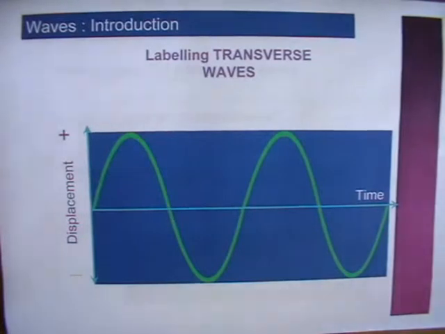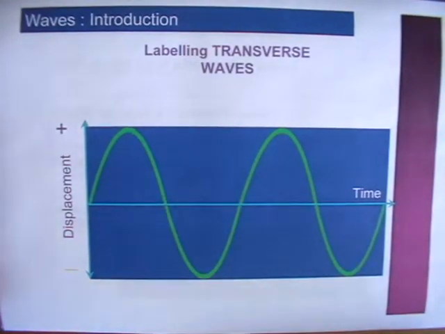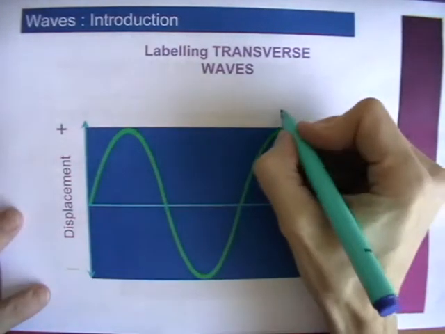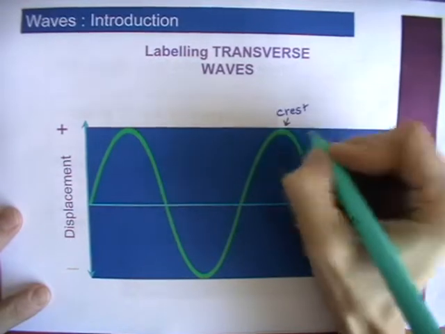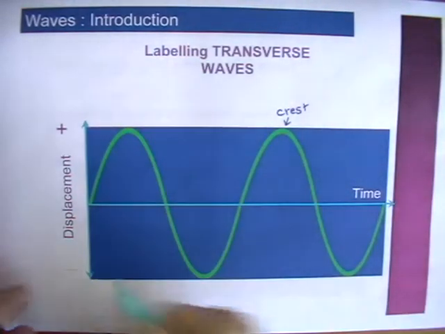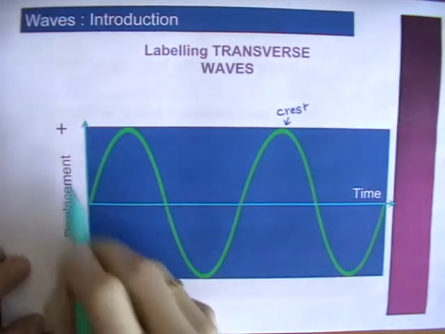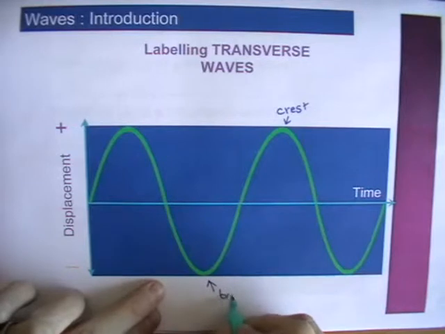Okay, so we're going to label our transverse wave now, and we label various things about them. The first thing we might label is a crest, which is the top part of the wave, or the place where there's a maximum displacement. Displacement is movement out of its rest position, up or down. A trough then is at the bottom.